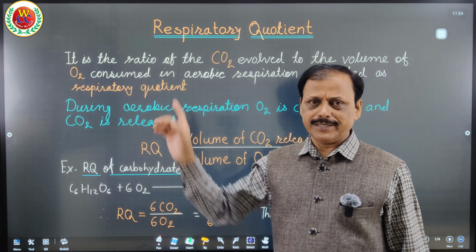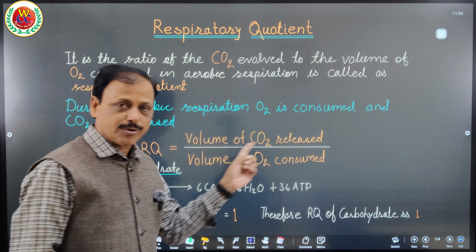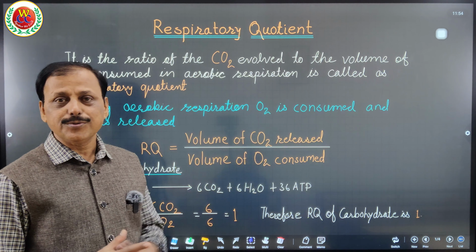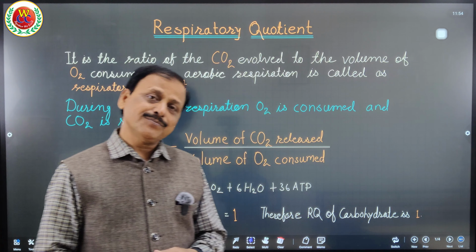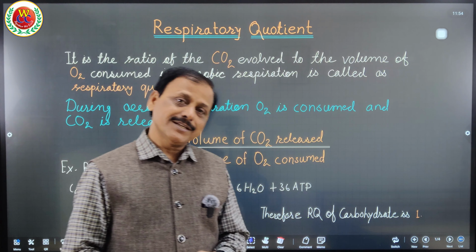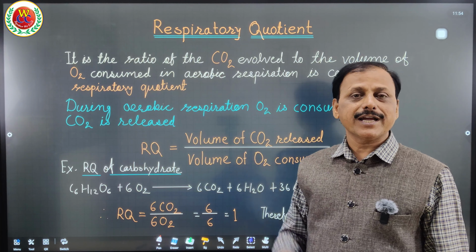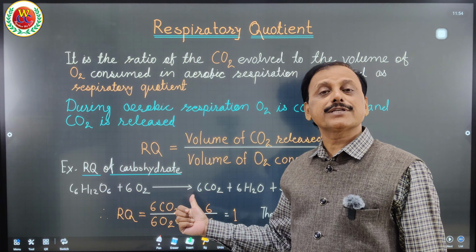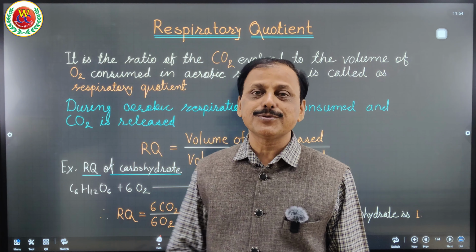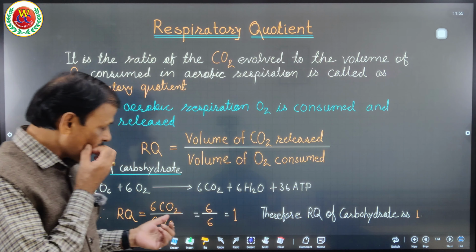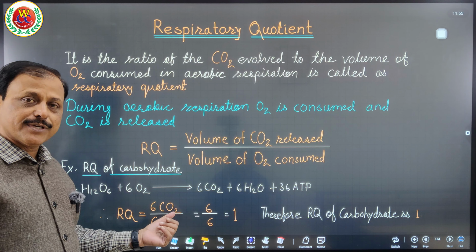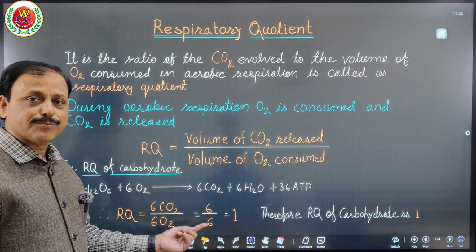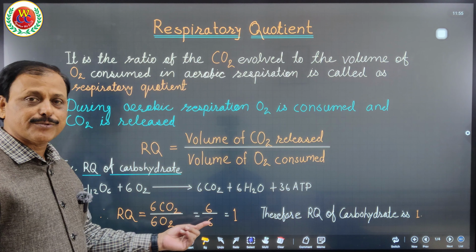So what is the respiratory quotient formula? It is given as the volume of CO2 released divided by the volume of O2 used. Let us know for carbohydrate. C6H12O6 undergoes breakdown in the presence of oxygen to produce carbon dioxide, water and energy. How much oxygen is used? 6 molecules of oxygen. How much carbon dioxide is produced? 6 molecules of CO2. Therefore, the ratio of carbon dioxide released and oxygen used is 6/6, that is 1. So the respiratory quotient of all carbohydrates is 1.